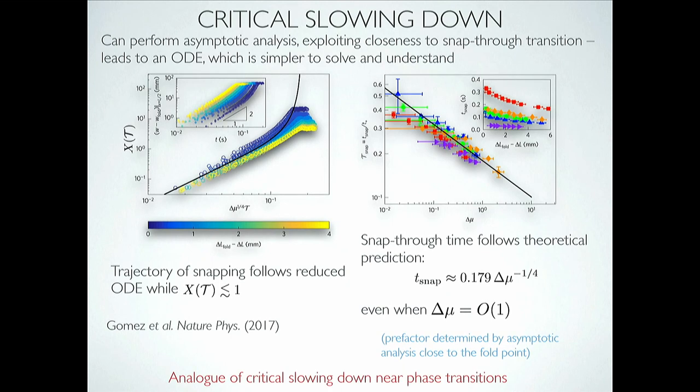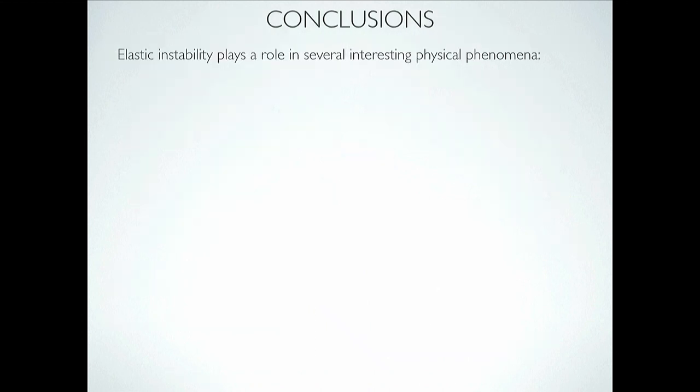Okay, so maybe you guys know all about this because this is really just an example of critical slowing down near a phase transition. It's maybe not so surprising, but I think in the community on elastic instability, people weren't really aware of the possibility of studying this quantitatively. So that's all I wanted to say, really.